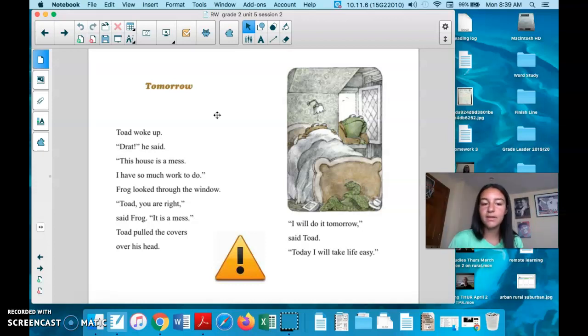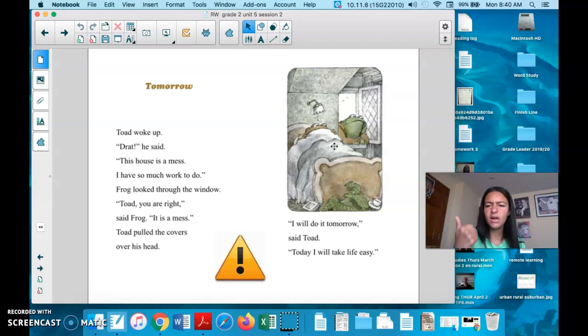Stop! I found a problem. I'm going to reread it for you. Are you ready for it? Toad woke up. Drat, he said. This house is a mess. The problem is, the house is a mess. And now one of our stars, I want us to think about this star, Toad. He pulled the covers over his head. I will do it tomorrow, said Toad. Today I will take life easy. Pause and think. How did Toad react to this problem?